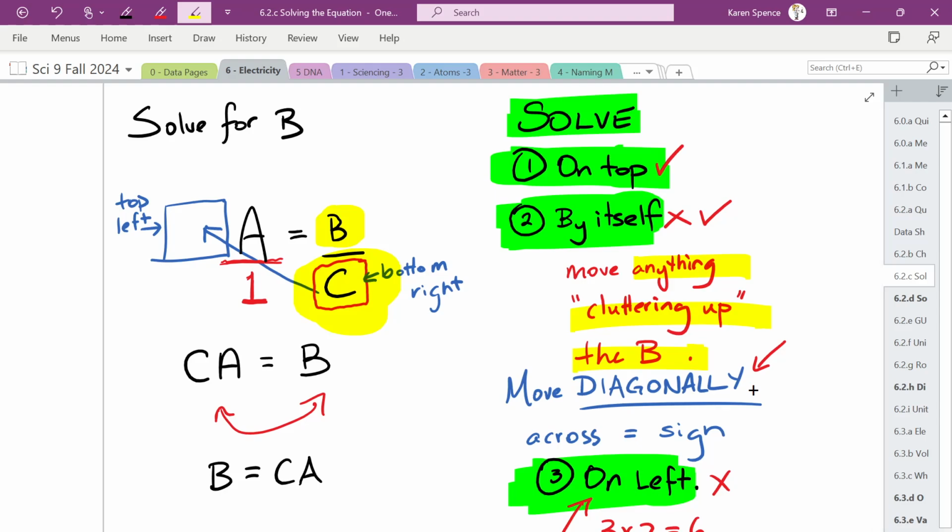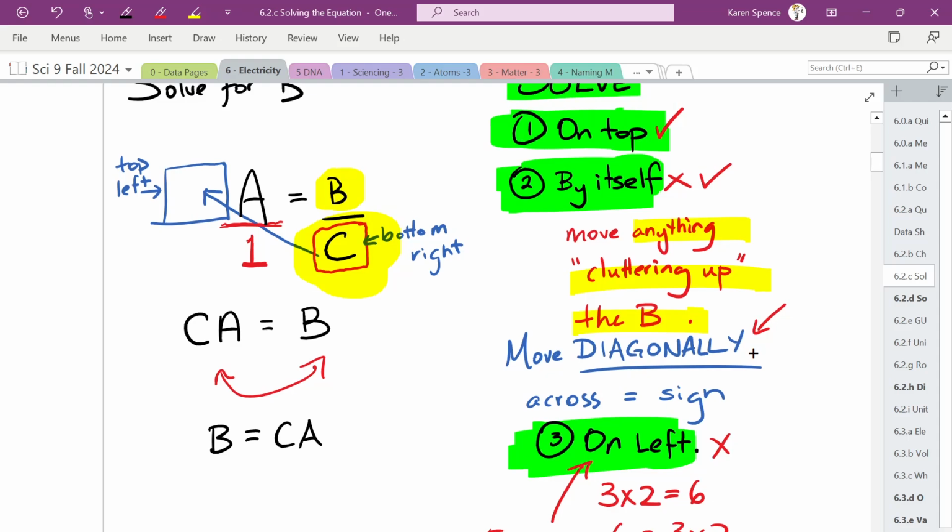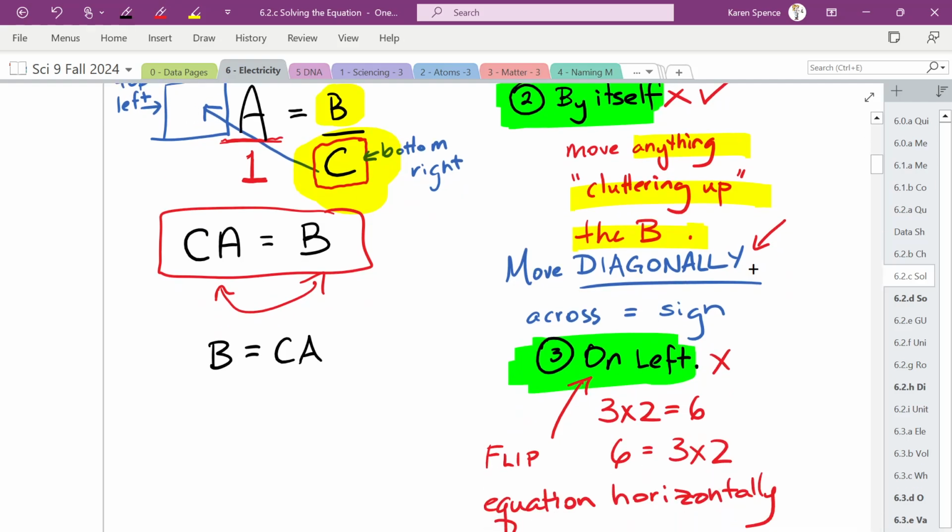So that fixed us up, and we got B equals C times A. And what do we do if we want B to be on the left? It's already properly solved, but it's backwards. What do we do? We flip it, okay? So moving things diagonally across the equal sign is one method.